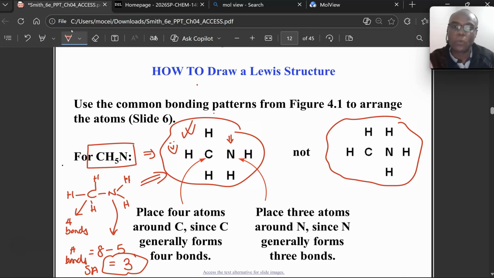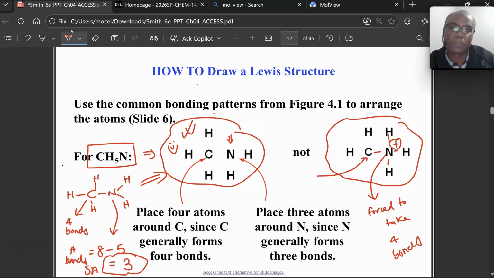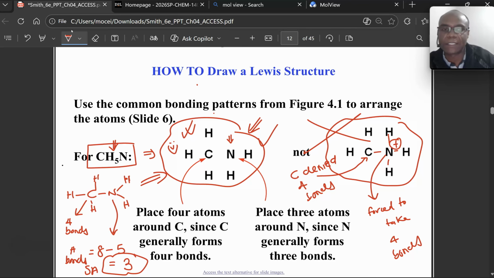See that? So you are just trying to see how to arrange your elements. You don't want this because here the nitrogen is going to be forced to take 4 bonds, and when that happens it's going to have a plus charge. Usually we minimize the charges, and here you see there's a problem. Carbon here is denied 4 bonds, so not good. So for the case of CH5N, which is the molecular formula, this is the best arrangement right here.